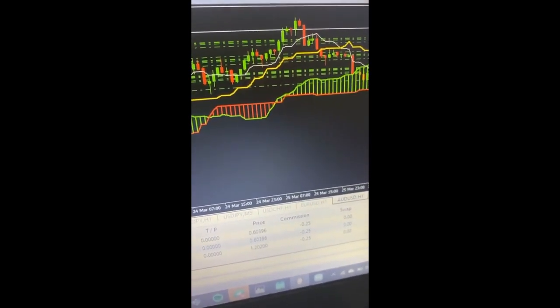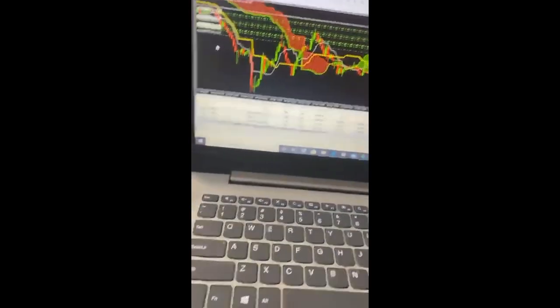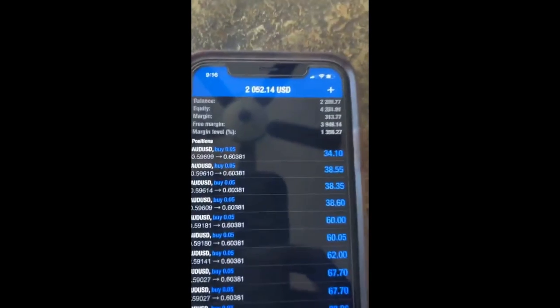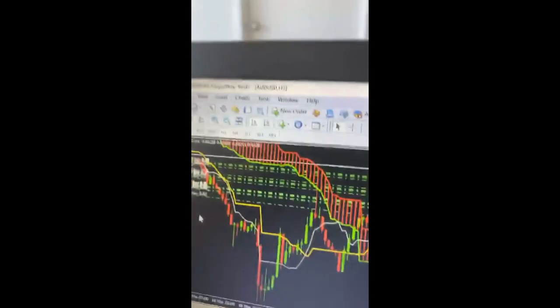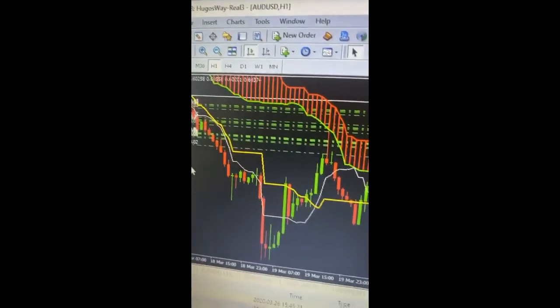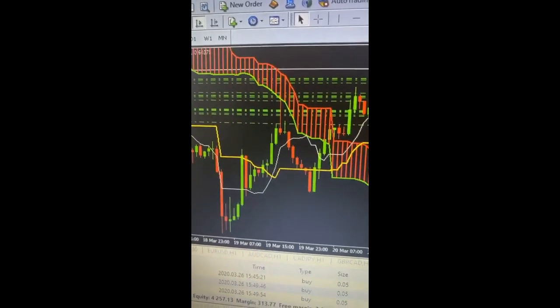So this is my profit right now. On the mobile, this is how it looks. So you see the blue screens. See that? That account is at 2,000, floating 2,000 now. This is the same account here. Of course, it's a real account. You guys know me by now. All right.